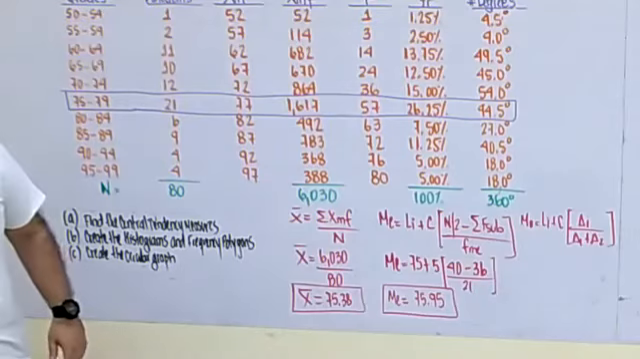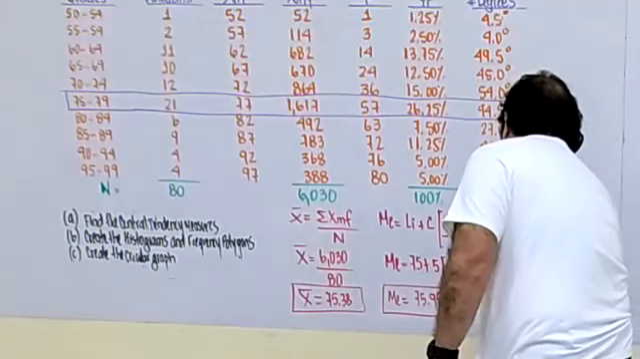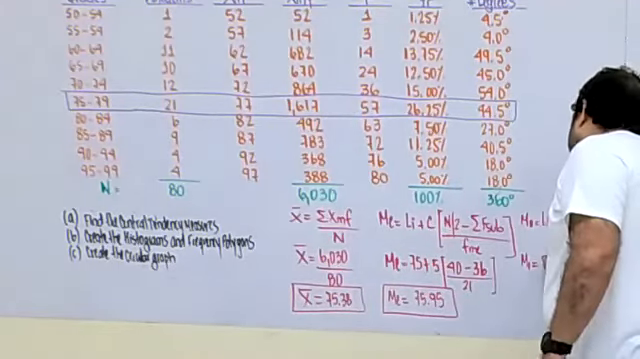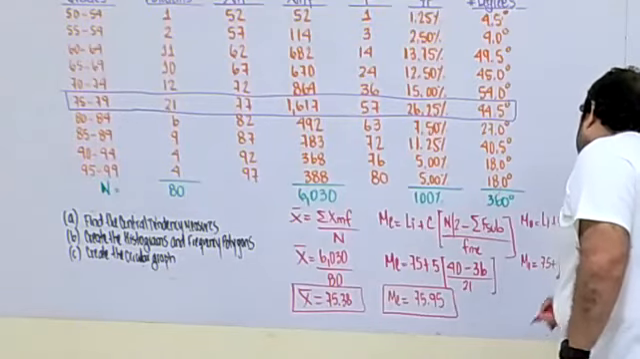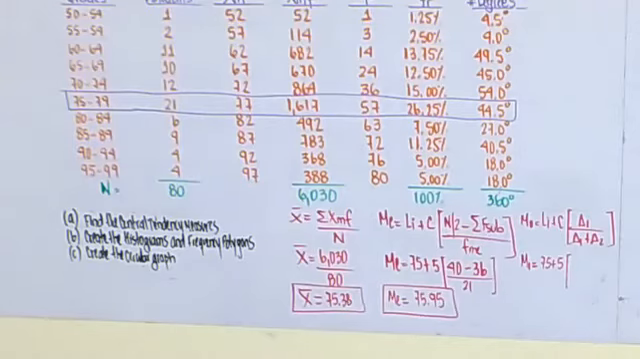For that reason, the only thing that we have to do is replace the values. Mode equals lower limit, 75, plus 5, because remember 5 is the class width, and delta 1. How am I going to calculate delta 1?